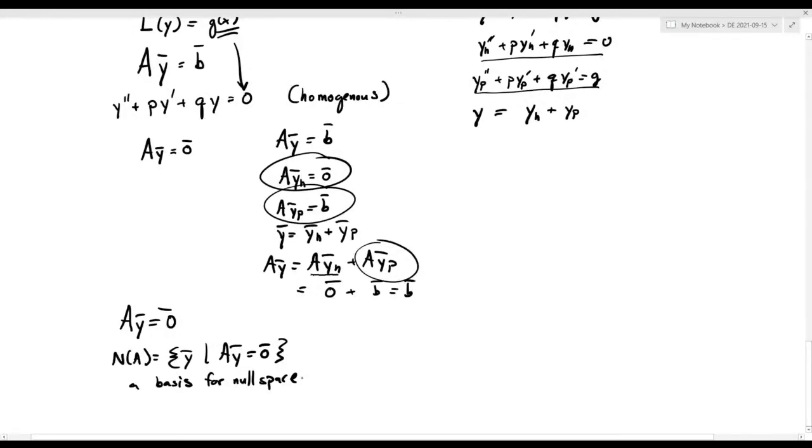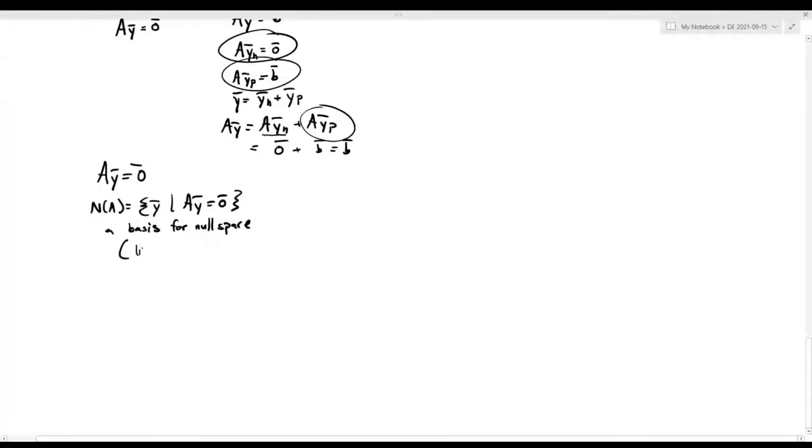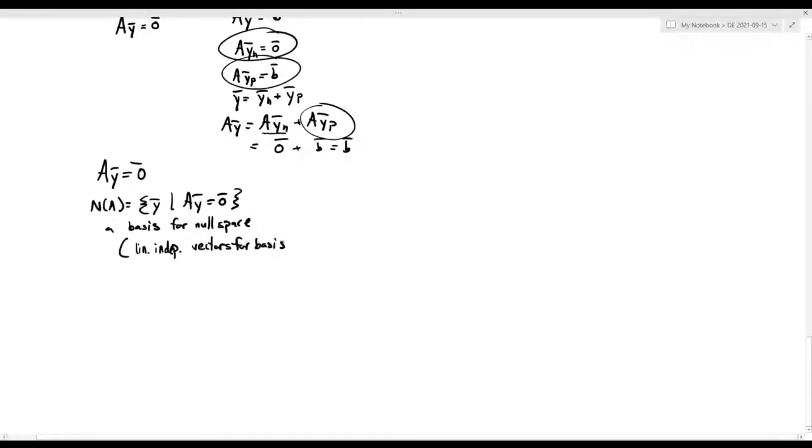well, a basis in general has to consist of linearly independent vectors, right? So we must have linearly independent vectors for our basis. It's part of the definition of being a basis.